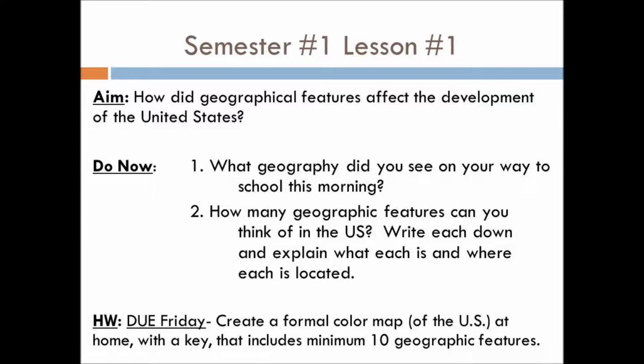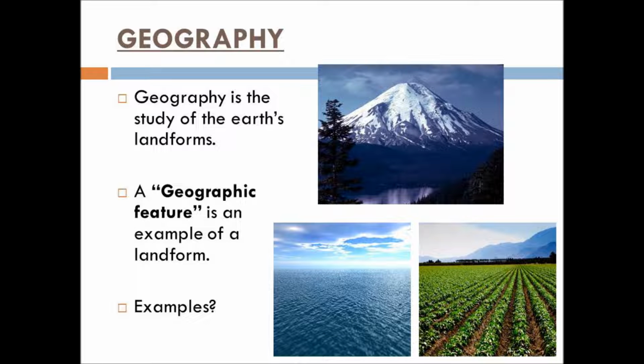So today is our introduction to geography. Before we start talking about U.S. history, we need to have a general understanding of the geography of the United States. Geography, defined simply, is the study of the Earth's landforms, and a geographic feature is an example of a landform. Hopefully you could think of a few examples, and if not, we'll clarify that in a second. Here are a few examples right here if you are stuck.